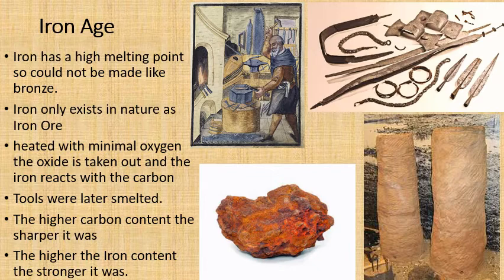Now, it didn't really melt out of the rock. It basically just turned the rock into a soft, spongy material. And so they could then take that soft, spongy material and they could bang it into a shape. This is called smelting. And you can see a picture of that there. In the top left, that man is smelting iron. And one of the interesting things with steel is the higher the carbon content, the sharper the steel is. But the higher the iron content, the stronger the steel is. And so there was a trade-off. And so we're going to talk a bit more about that when we do steel at the end of semester.